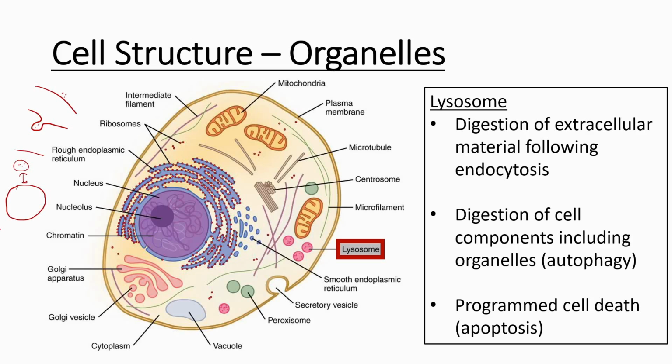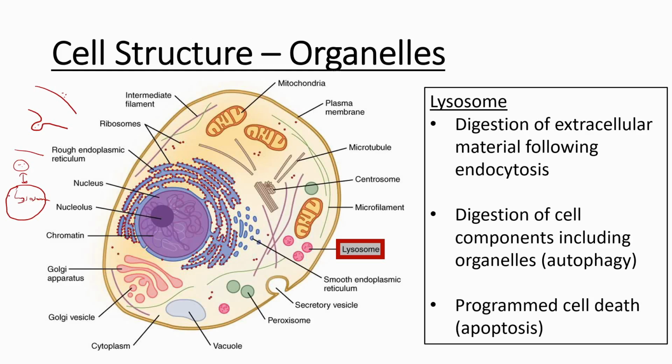Now, the lysosome contains lytic enzymes or digestive enzymes, and they are kept in the lysosome so that they do not damage any other part of the cell. So when this vesicle containing this substance taken up by endocytosis fuses with the lysosome, you will see that that material will go into the lysosome and it will be degraded.